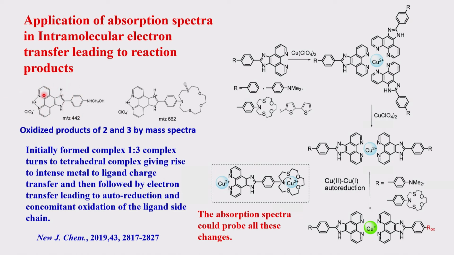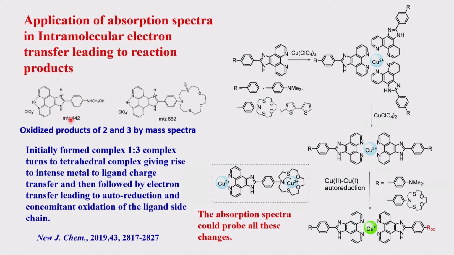So this is one other ligand which is identified from mass spectrum. This is another ligand which is identified from the mass spectrum. You may not be able to conveniently identify this from the absorption spectrum, but you can couple this with mass spectrometry, and the mass spectrometry will tell you that this is additionally happening. So it has been proven.